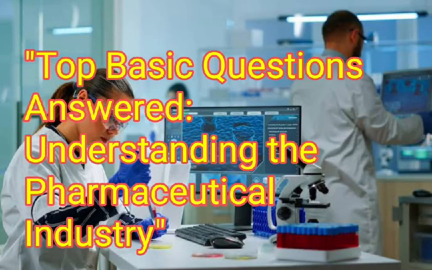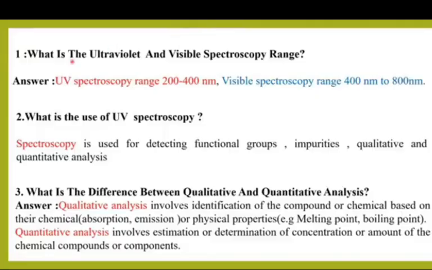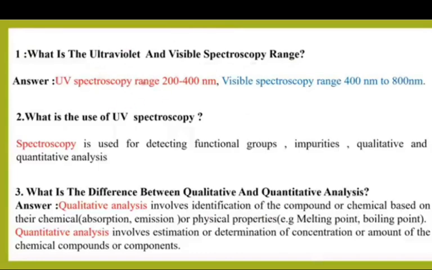Top basic questions answered. Understanding the pharmaceutical industry. So, what are the ultraviolet and visible spectroscopy ranges? When an interviewer asks you a question like this, you can simply answer: the UV spectroscopy range is 200 to 400 nanometers and the visible spectroscopy range is 400 to 800 nanometers.